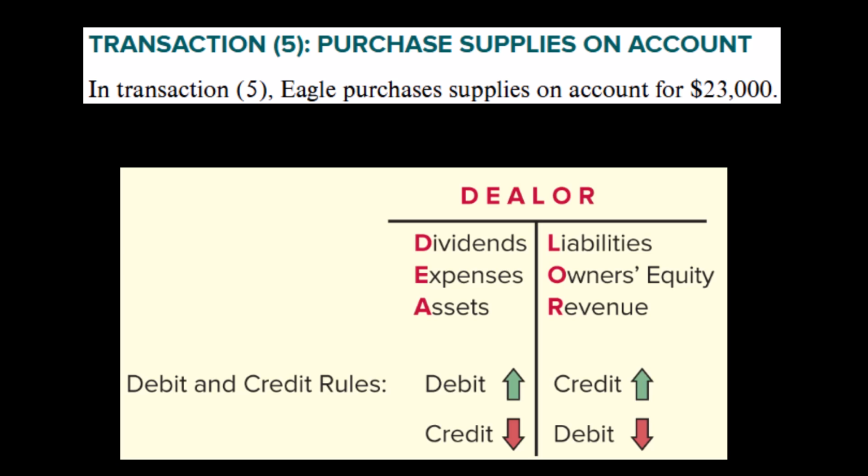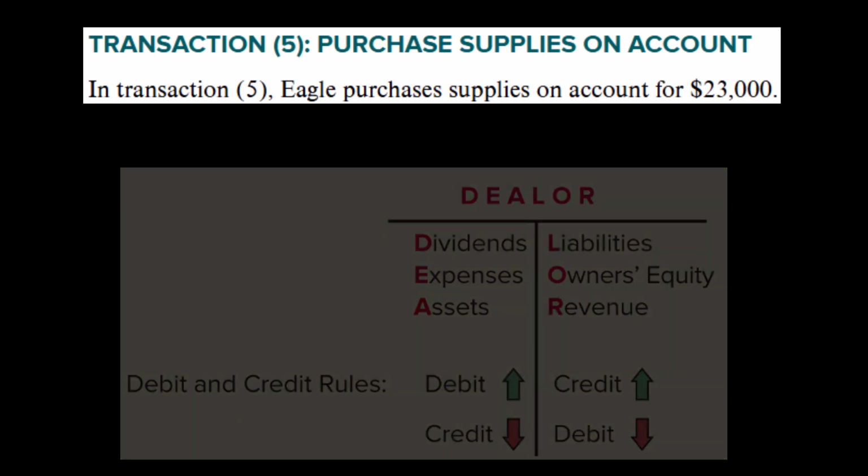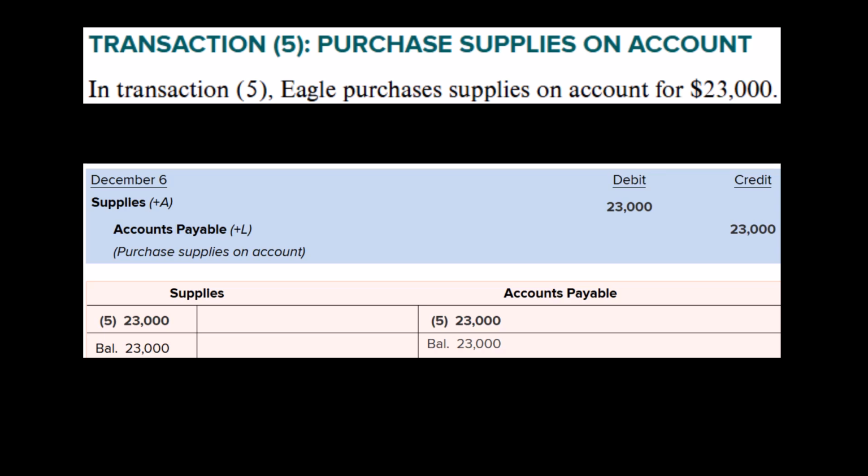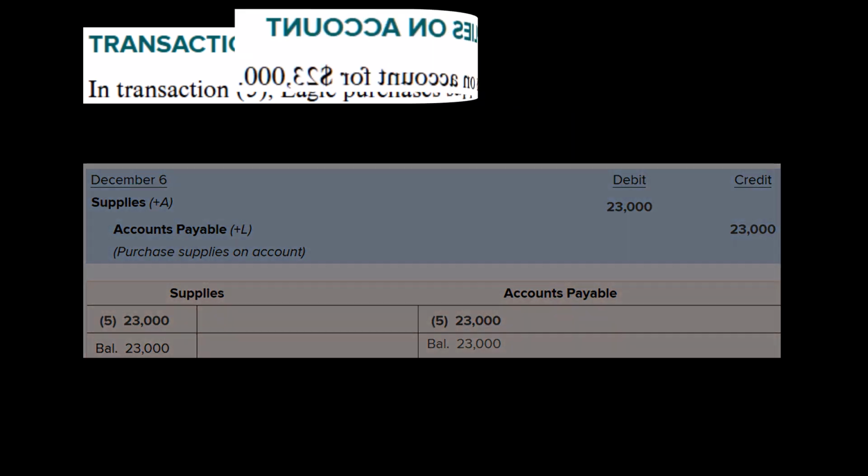Supplies is an asset, and it's increasing. Assets increase with a debit. Accounts payable is a liability, representing our informal promise to pay. Our liabilities are increasing, and liabilities increase with a credit. We'll debit supplies for $23,000 and credit accounts payable for $23,000.